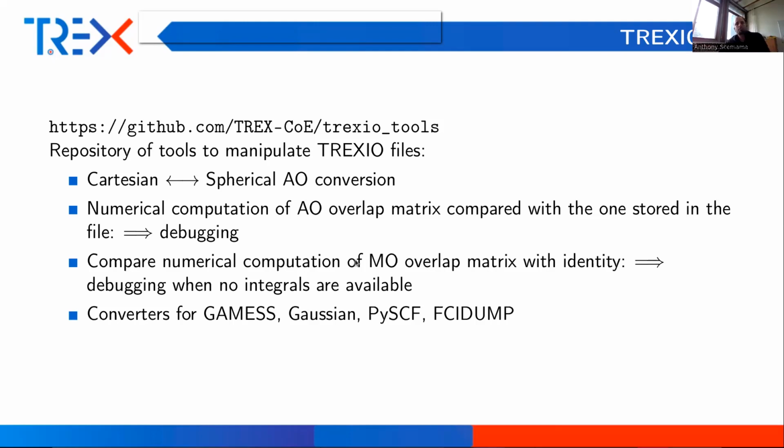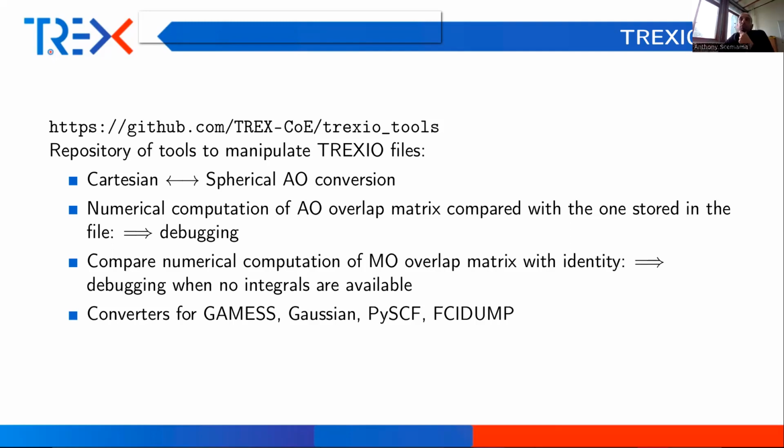We also have some tools that compute the overlap matrix in the AO basis or in the MO basis numerically. For the AO overlap matrix, we can compare the numerically computed overlap matrix with the one that has been stored in the file, and if they match, then it means that the basis set was written properly, all the normalization conventions are okay, and everything is fine. And if they don't match, then it means that something is wrong.